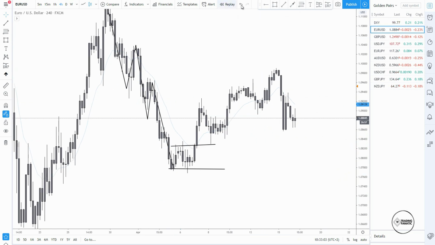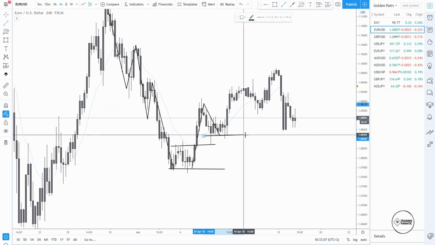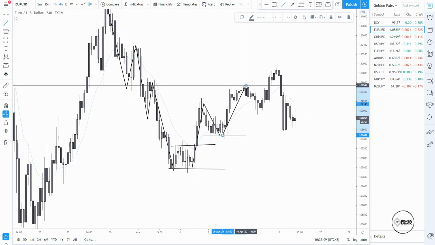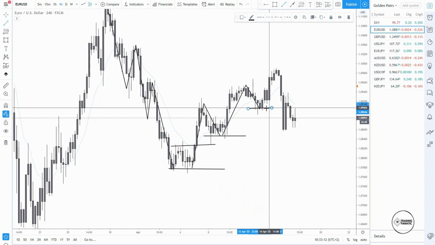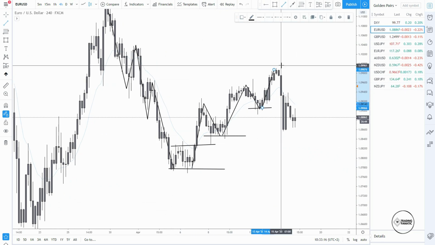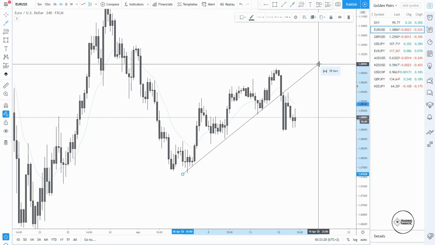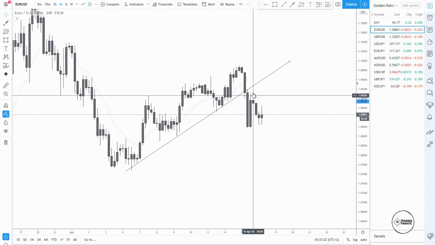Then what we have, guys, is a strong push, pullback, beautiful higher low right here, a strong push, a pullback, higher low, and a strong push. And if we count the waves, 1, 2, 3, 4, 5. And what happens after the 5th wave? We violated this trend line, and this was actually yesterday night.